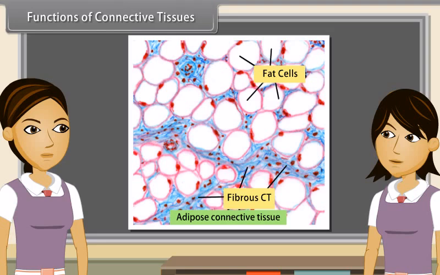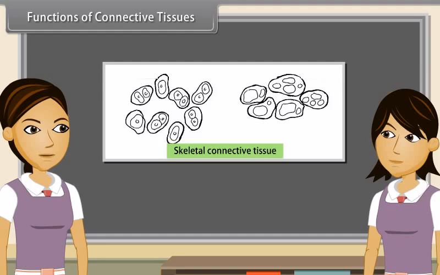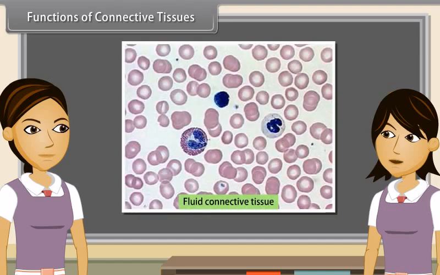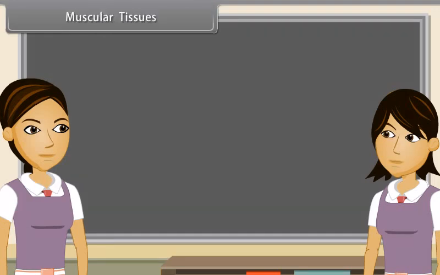Adipose connective tissue stores fat, gives shape to limbs and the body, keeps the visceral organs in proper position, acts as shock absorbing cushions around kidneys and eyeballs, and also acts as an insulator. Skeletal connective tissue forms endoskeleton, provides flexibility and support to the body parts, protects vital organs, stores calcium and phosphate. Fluid connective tissue transports nutrients, hormones and vitamins to the tissues of the whole body and excretory products from the tissues of the whole body to the liver and kidney.